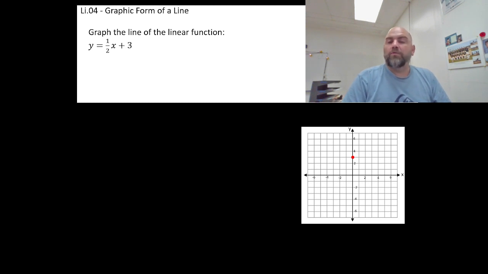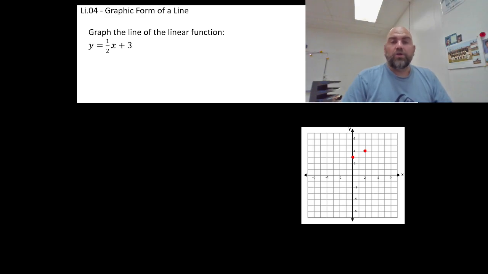1/2 means that we rise 1, okay, because that's what the first one means. We rise up 1, there we go. And then from there, we're going to have a run of 2. So we do a run of 2 right there, perfect. And this is now a second point, at 2, 4, along this line.